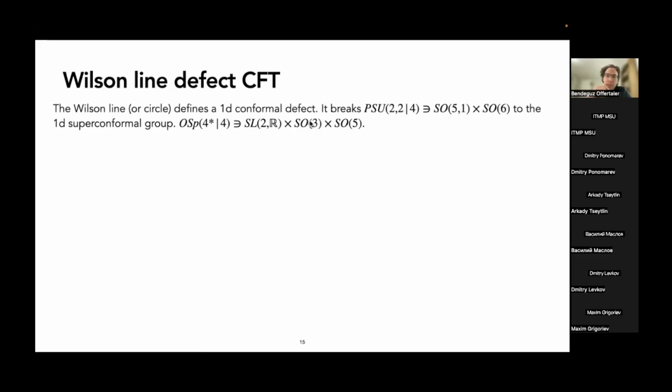Here, SO(3) are the rotations in space-time around the Wilson line. SO(5) are rotations of the 5 scalars that don't couple to the Wilson line. And SL(2,R) is the 1D group of conformal transformations that act on the line, which includes the dilations, translations, and superconformal transformations.